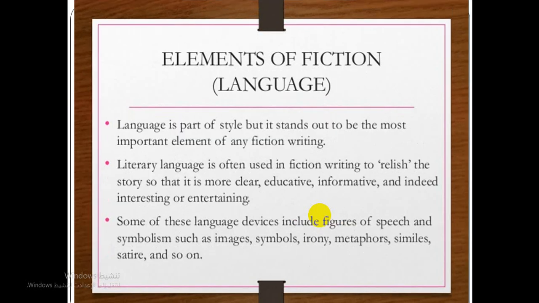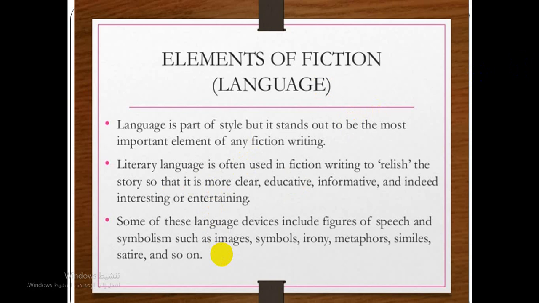The last one is about language. The last element of a short story is language. Language is a part of style, but it stands out to be the most important element of any fiction writing. Literal language is often used in fiction writing to relish the story so that it is more clear, educative, informative, and indeed interesting or entertaining. Some of these language devices include figures of speech and symbolism, such as images, symbols, irony, metaphors, similes, and so on.